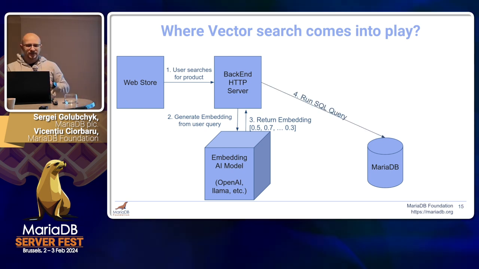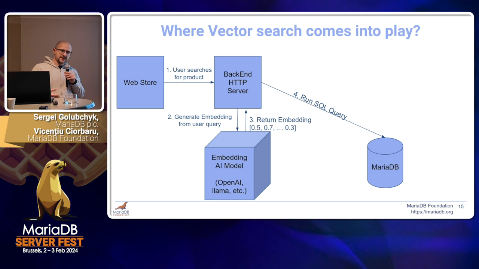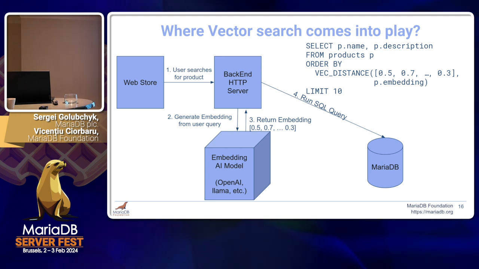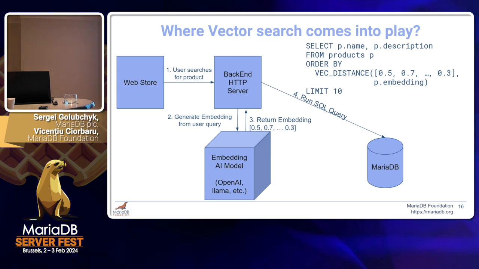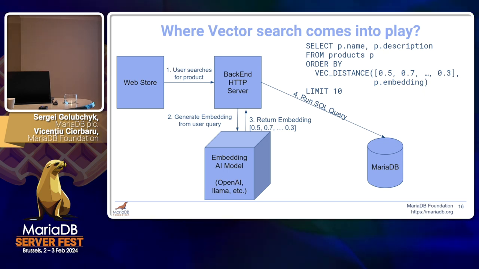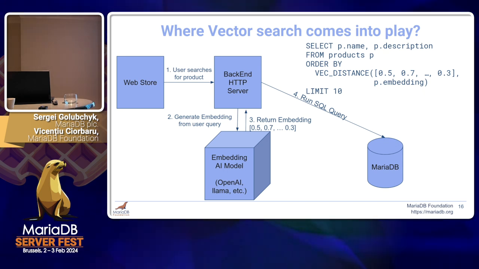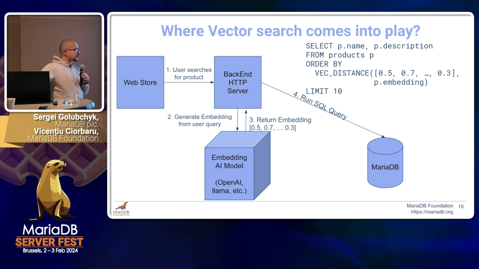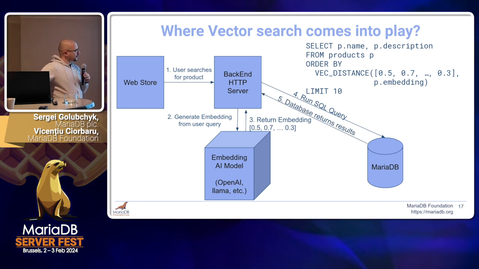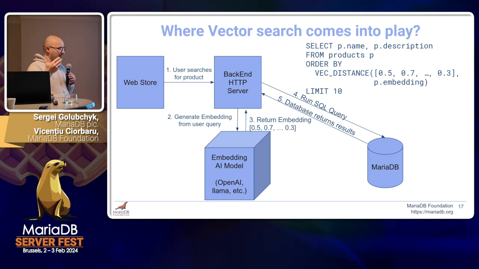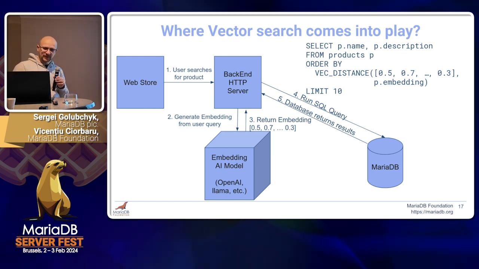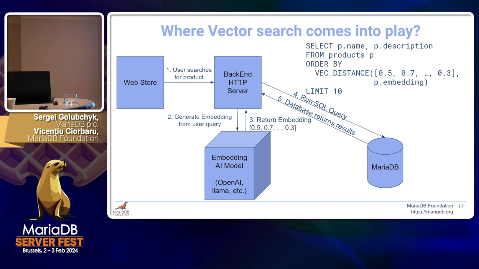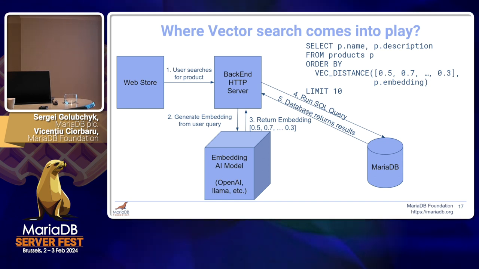Then you run an SQL query on the database. The SQL query will look something like this. From the products you have available, you get the name and the description, and you order those by the vector distance to the embedding that you got from the model, plus there is an embedding column in the table. This embedding column, you have to insert it alongside your other data. To generate the embedding, you basically pass the description to the model, and then you get the embedding value.